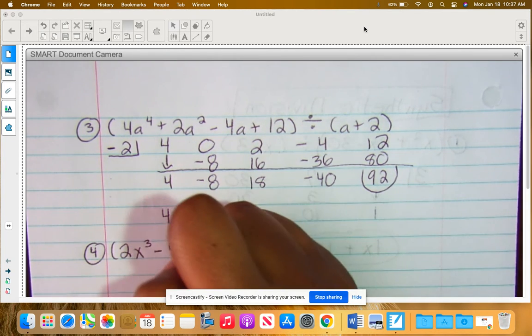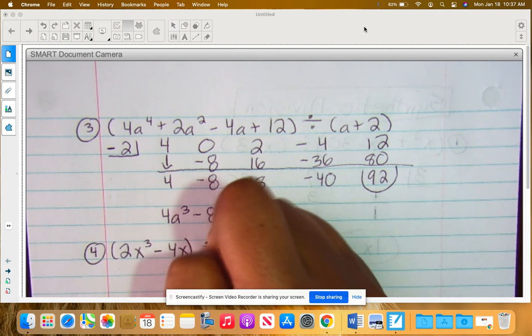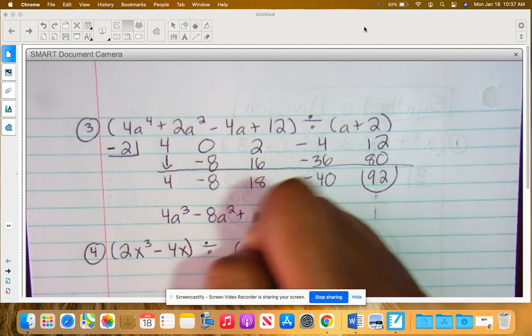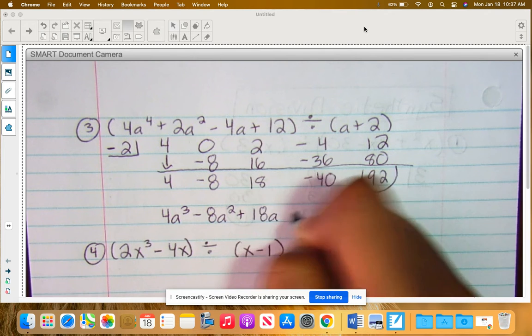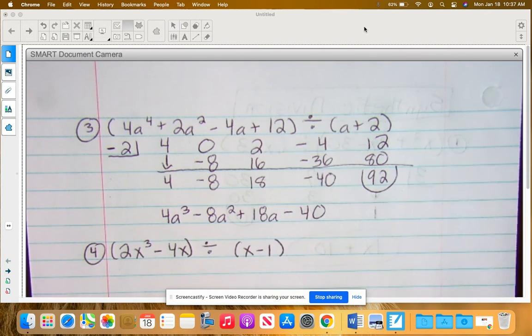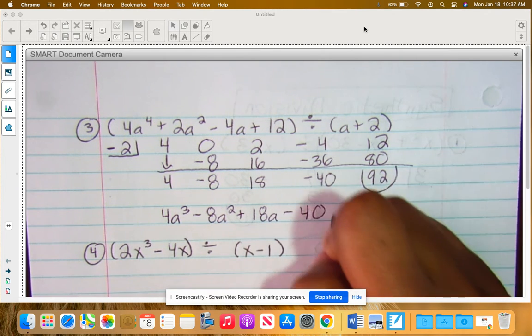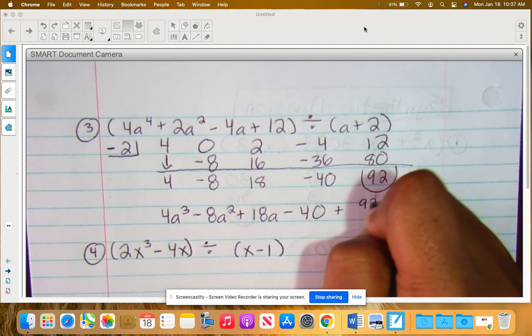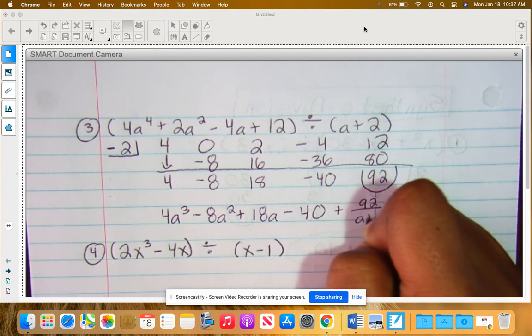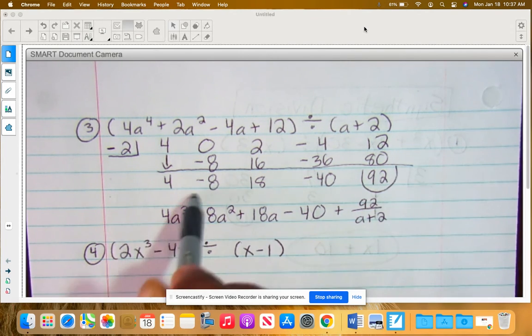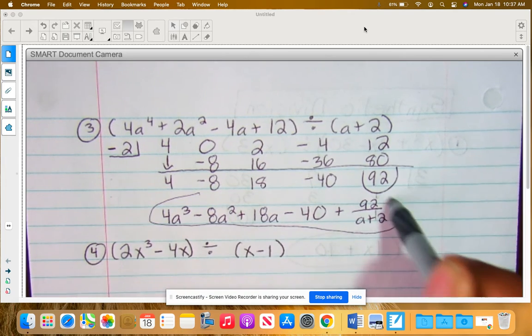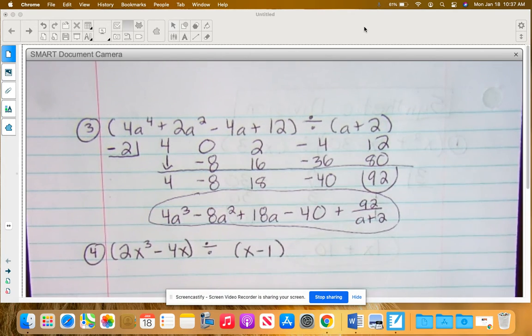So 4a to the third minus 8a squared plus 18a minus 40. And then this is your remainder. So plus 92 over a plus 2. So this is our answer. So let's go through that again.